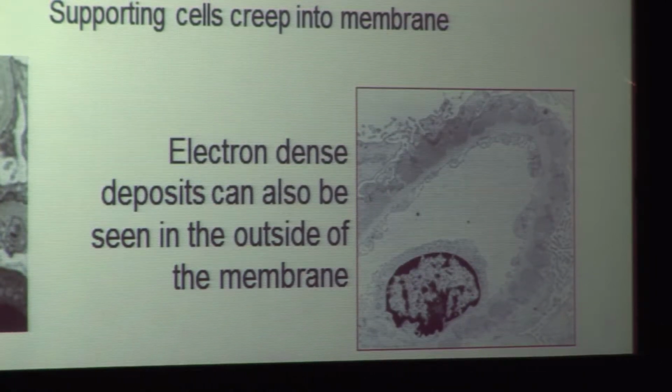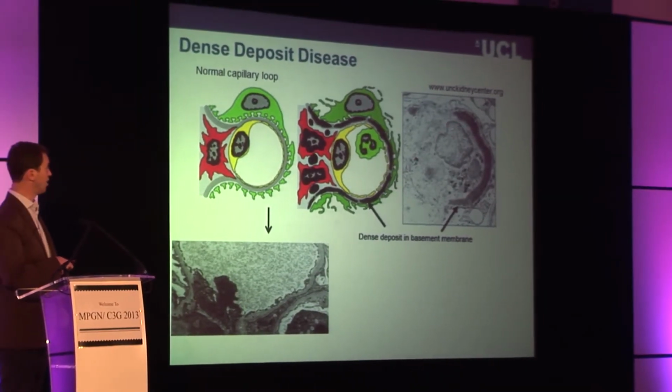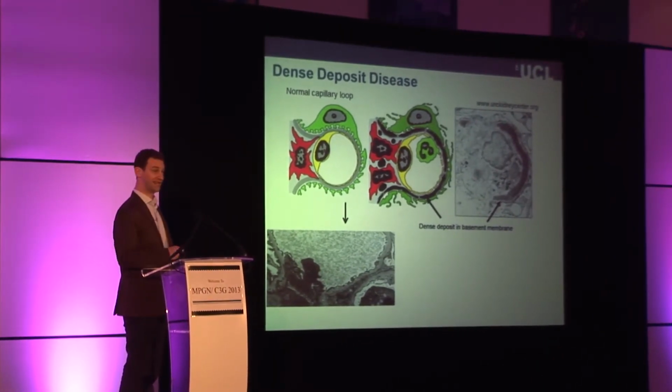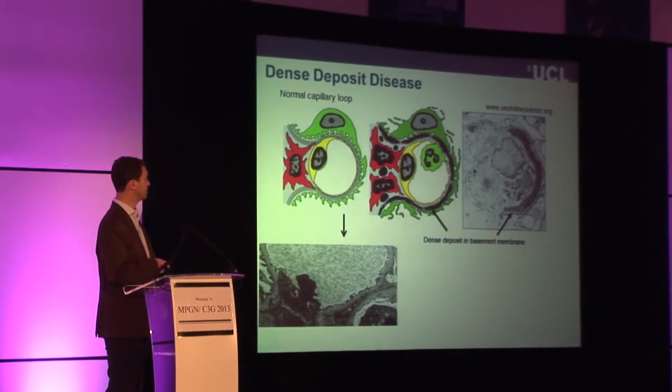There are some diseases for which this is really characteristic, and doctors and pathologists like dividing things up by what they see, but in principle, the important thing to remember is that the dense deposits can be inside the membrane, they can be within the supporting cells, or they could be on the outside of the basement membrane. They can also, sometimes, instead of being discrete deposits on the inside of the basement membrane, form a really dense, ribbon-like deposit actually within the center of the basement membrane. And this is dense deposit disease.